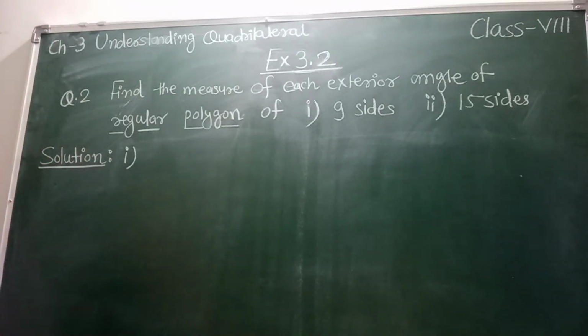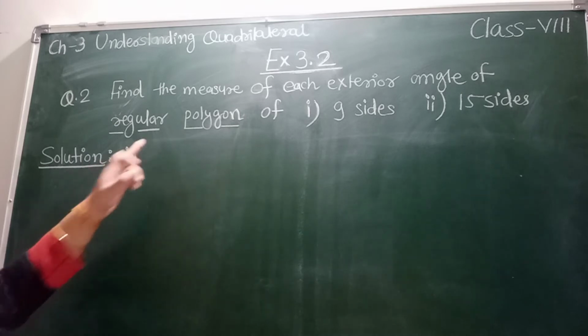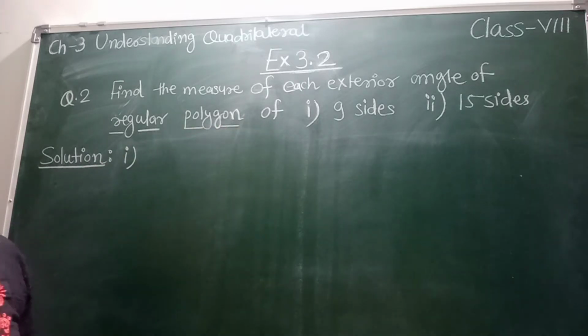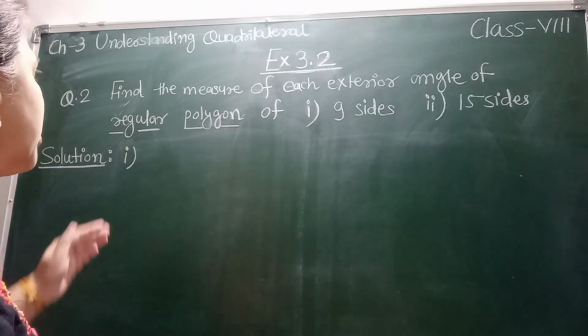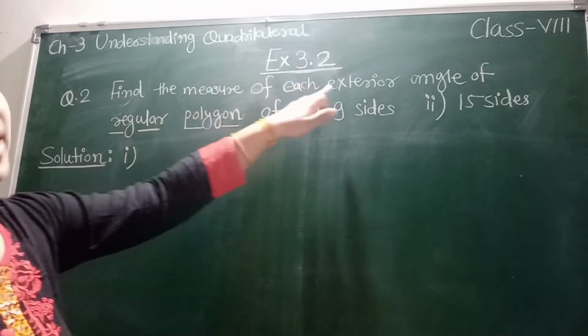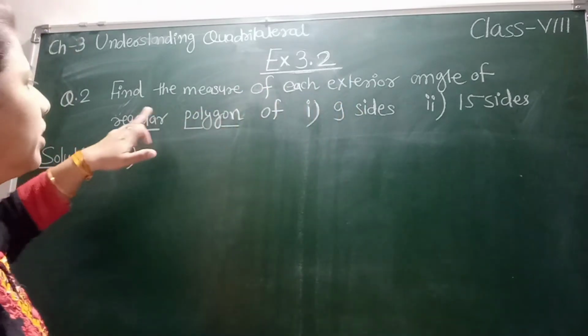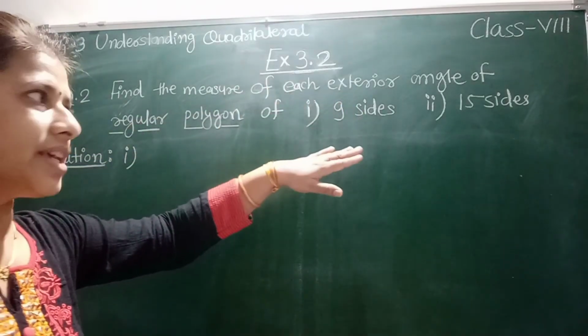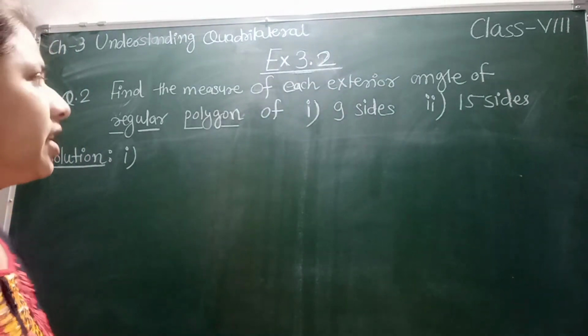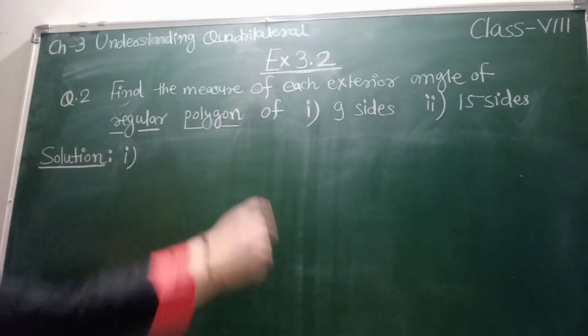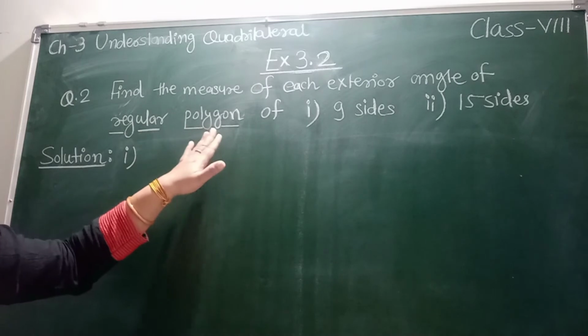Question number 2 of exercise 3.2 is: find the measure of each exterior angle of a regular polygon of 9 sides and 15 sides. In this particular question, we have to find the measure of each exterior angle if the regular polygon has 9 sides and 15 sides. First, we will see the meaning of a regular polygon.